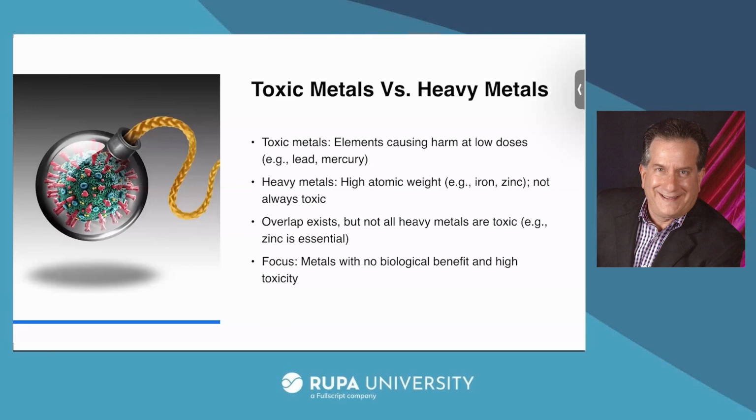There are also metals, by the way, that are not considered heavy, but are also still toxic. Aluminum is one of them. Even though it does not fit into the periodic chart's equation, it is still considered a toxic metal. Metals with no biological benefit and high toxicity are the toxic metals. We'll go into each of these, so you don't need to memorize this, but just be aware there is zero need in human nutrition for toxic metals.